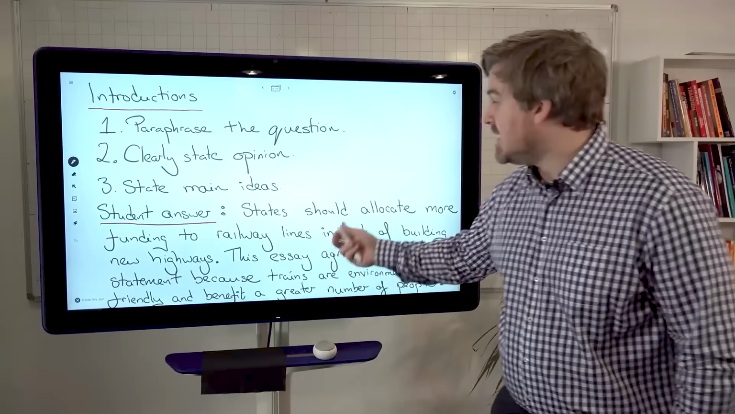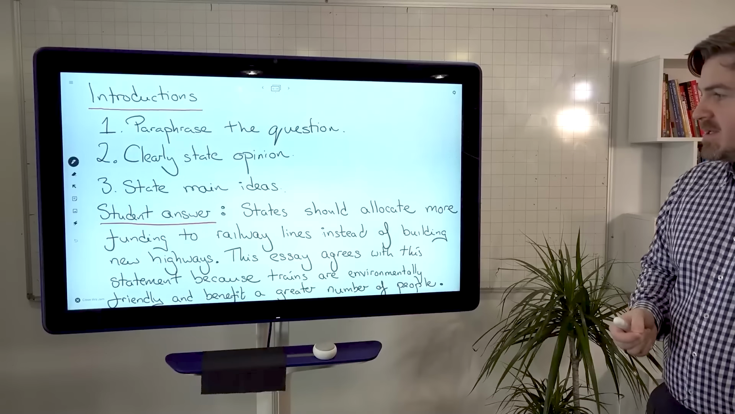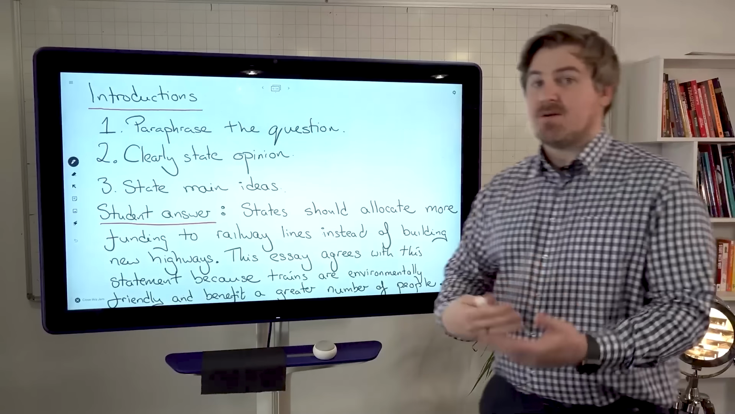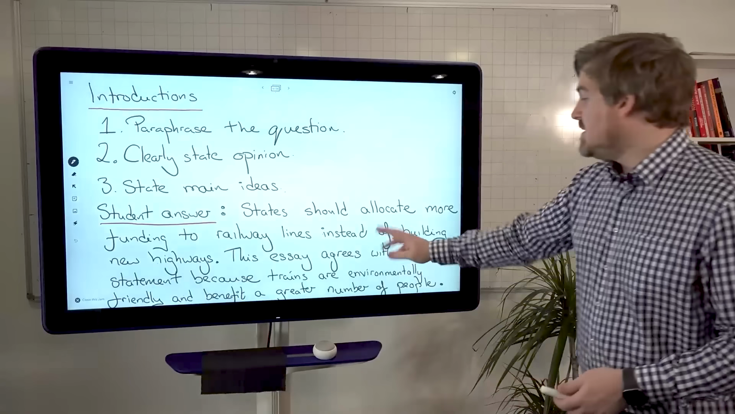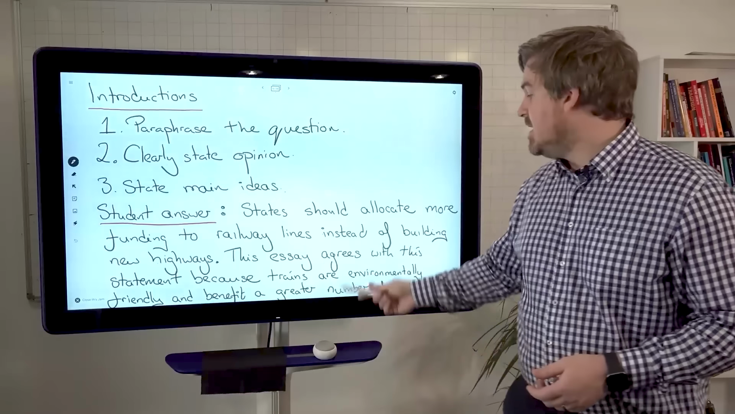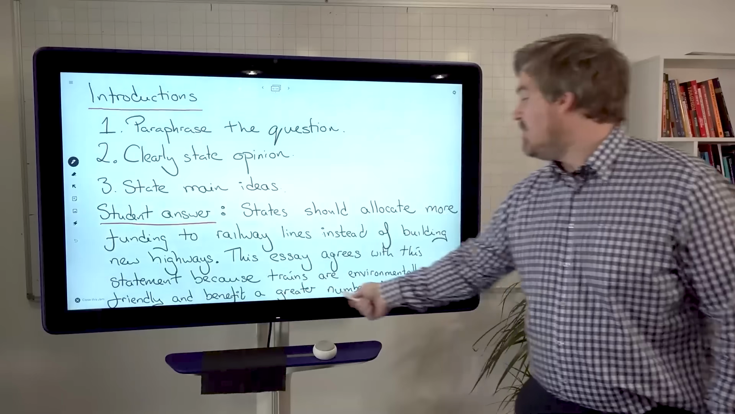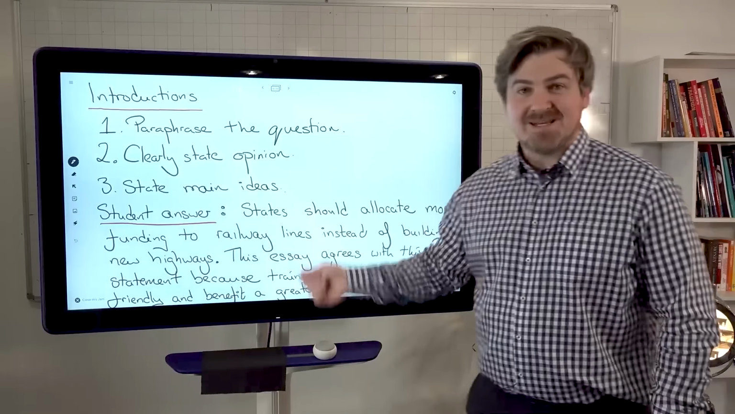So the first sentence, "States should allocate more funding to railway lines instead of building new highways." They're just paraphrasing the question. "This essay agrees with this statement." That's clearly stating their opinion. "Because trains are environmentally friendly," idea 1, "and benefit a greater number of people," idea 2.